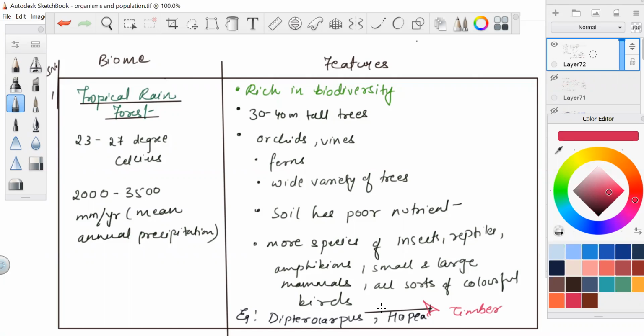We are right now talking about tropical rainforest. After tropical rainforest, you will be seeing tropical deciduous forest. They also have similar temperature, but slightly more, it can go from 22 to 32 degrees Celsius. And precipitation will be lesser than the rainforest. Tropical rainforest has the highest precipitation.